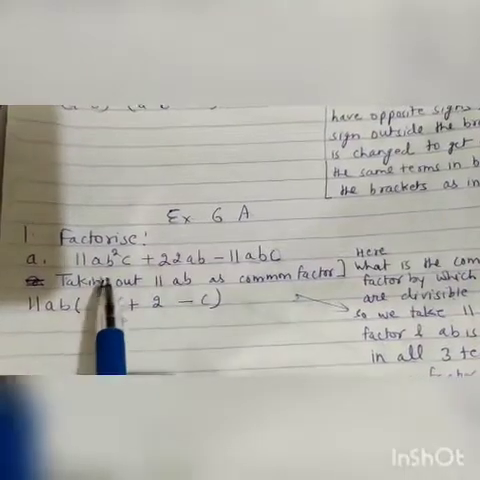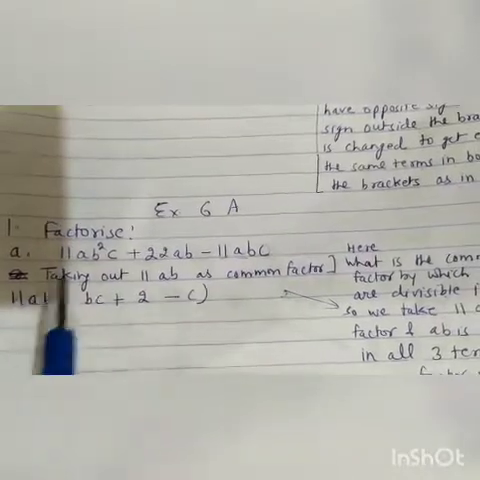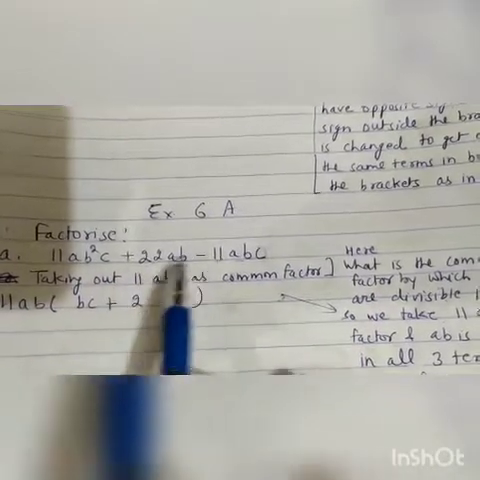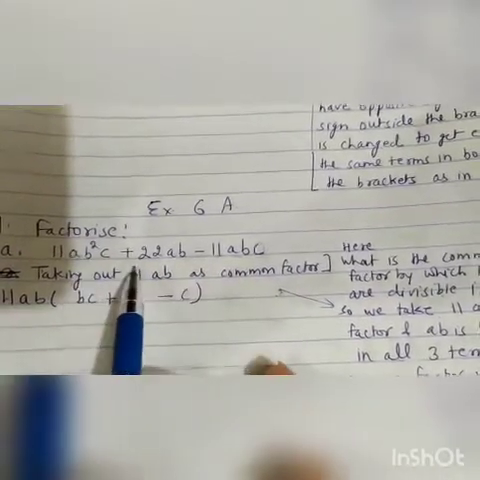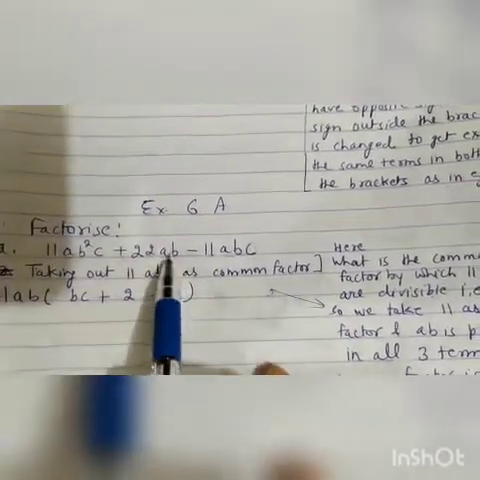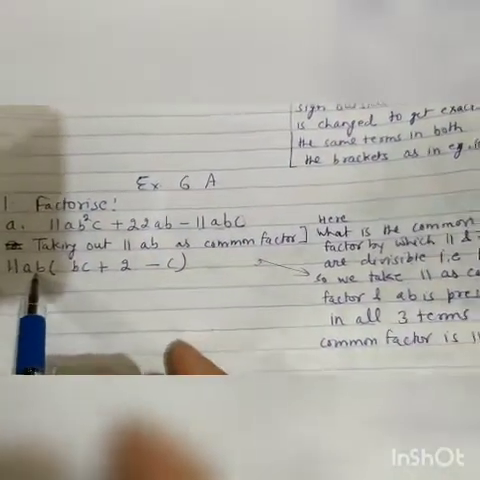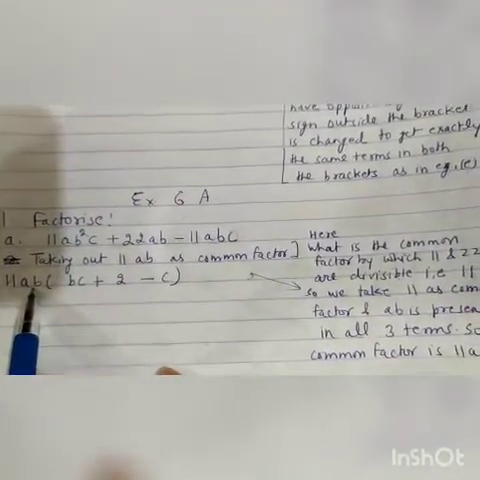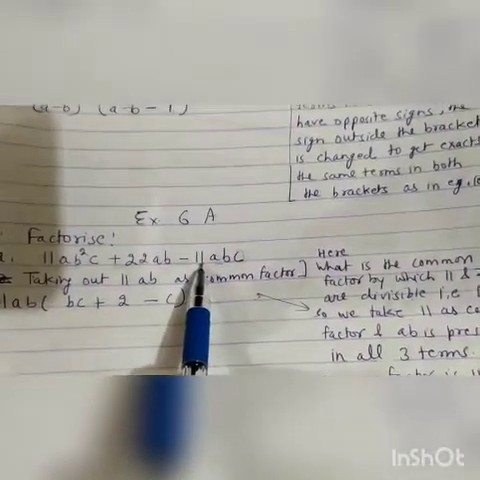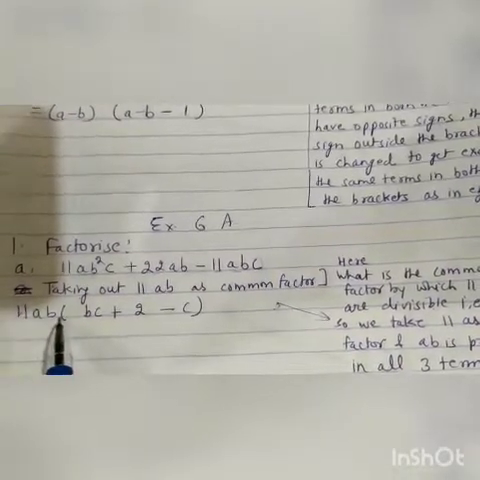We will take ab. Now see, a power is 1, a power 1, a power 1, so a is common. b square, b power 1, b power 1. There are three terms, and b is present in all three terms. But which is the lowest power of b? Here the power of b is 2, here 1, here 1. So in literal coefficients we take the lowest power as common, but in numerical coefficients we take the HCF. HCF means highest common factor. It will be clearer in other questions. So we will take 11ab as common.